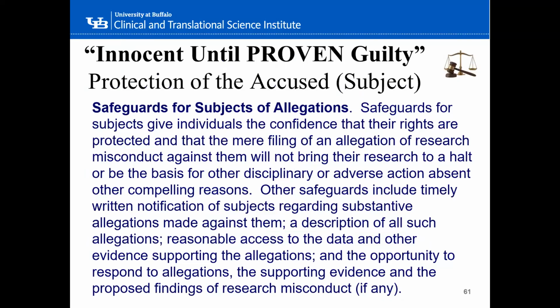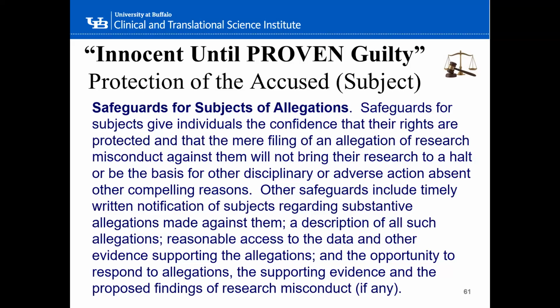The United States legal system is based on the British legal system and the fundamental clause of innocent until proven guilty. So there are safeguards for subjects of allegations, the people that are accused. Safeguards for subjects give individuals the confidence that their rights are protected and that the mere filing of an allegation of research misconduct against them will not bring their research to a halt or be the basis of other disciplinary or adverse actions absent compelling reasons.